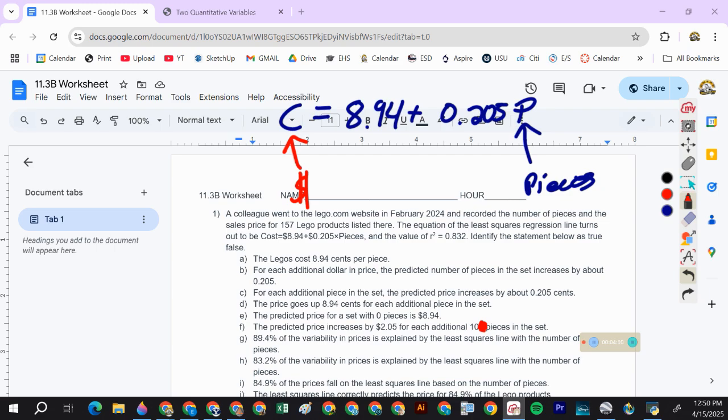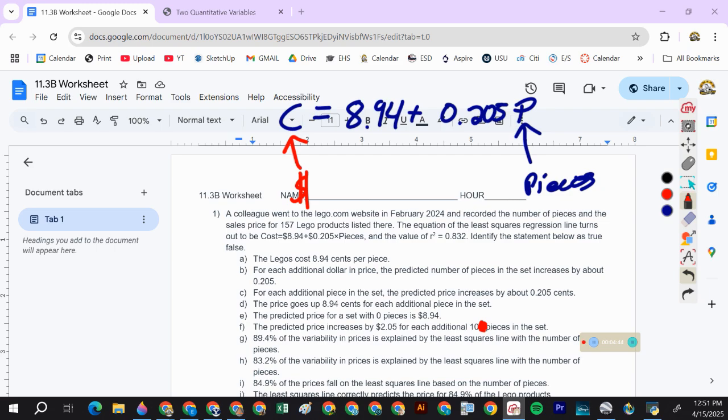All right, G. 89.4% of the variability in price is explained by the least squares line with the number of pieces. False. 8.94 is how much the box costs. H. 83.2% of the variability in prices is explained by the least squares regression line with the number of pieces. That's the one that's true. Okay.